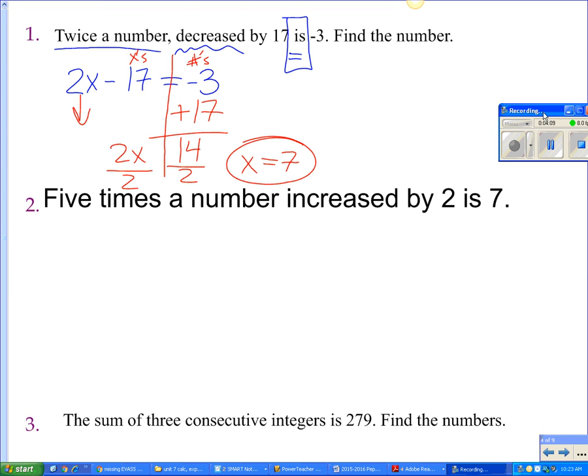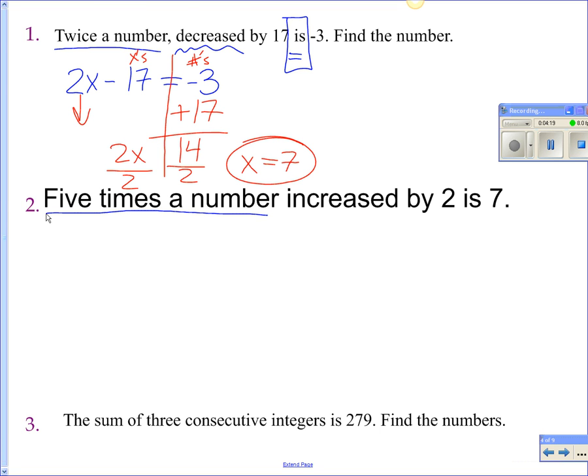Number 2, 5 times a number increased by 2 is 7. Caitlin, how do you think I'm going to write 5 times a number? Very good. 5x. Gavin, how am I going to do increased by 2? Very good. Stephanie, what do I do for a is? Very good. Equals 7. Okay?